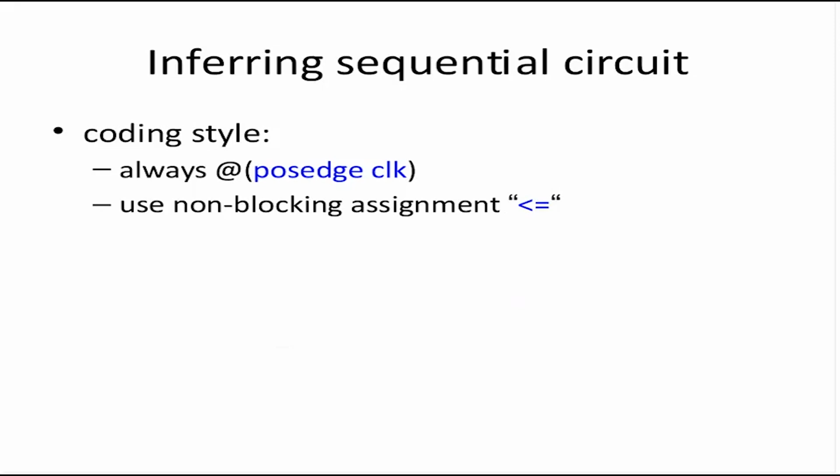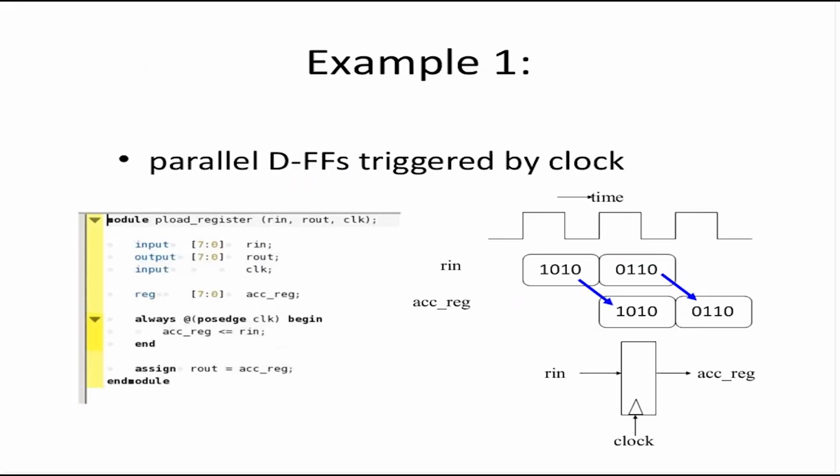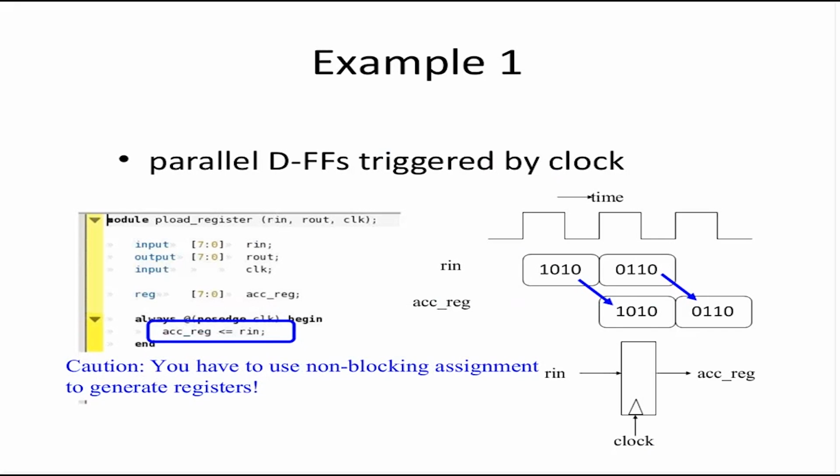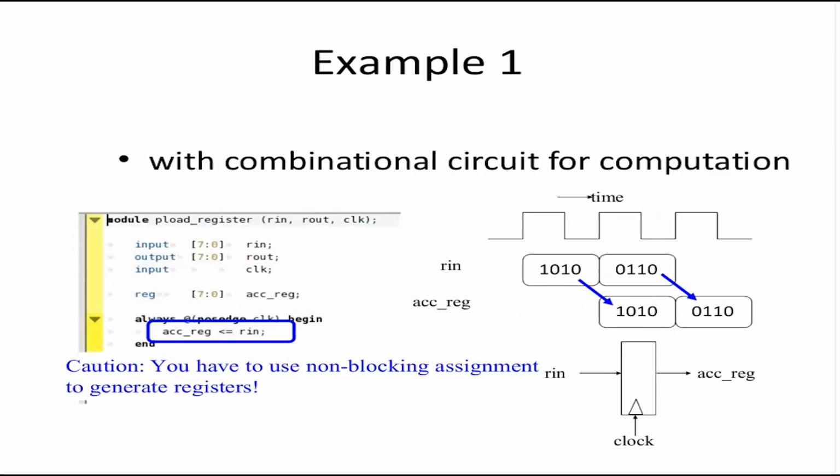So the hardware will be correct, but the stimulus which you used for the RTL to check it, when you use it for the netlist, both will produce different results if you use blocking assignment. But the hardware would be correct. So this is the kind of code we write. Always at posedge clock, ACC_reg gets RN. So the value of RN gets transferred to ACC_reg whenever there is an edge. So simulation is triggered by a clock. Non-blocking is used to generate registers, and the value gets transferred here.